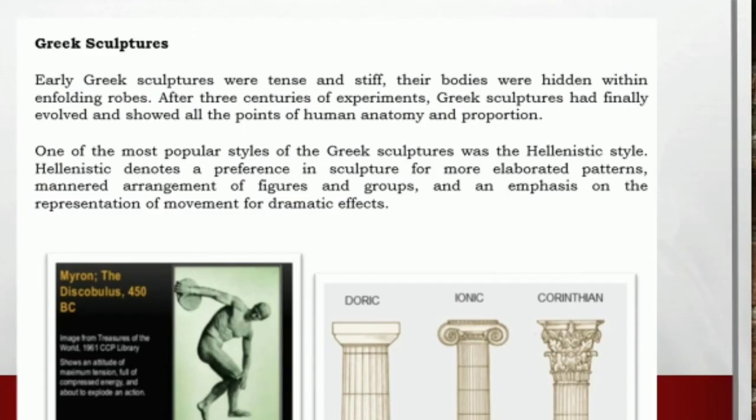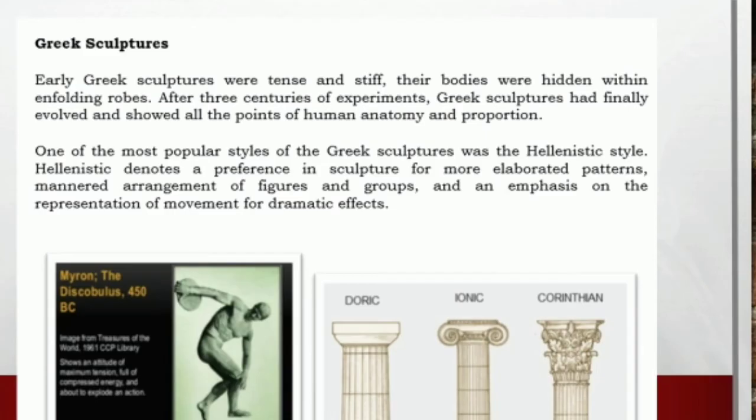One of the most popular styles of Greek sculpture was the Hellenistic style. Hellenistic denotes a preference in sculpture for more elaborate patterns, mannered arrangement of figures and groups, and an emphasis on the representation of movement for dramatic effects. This is a sample: Myron the Discobolus.